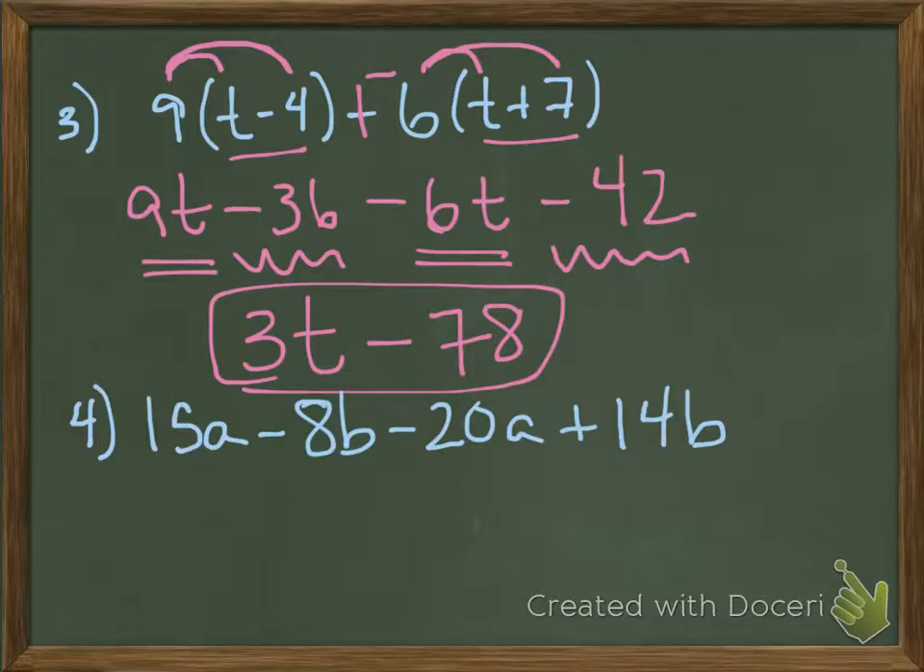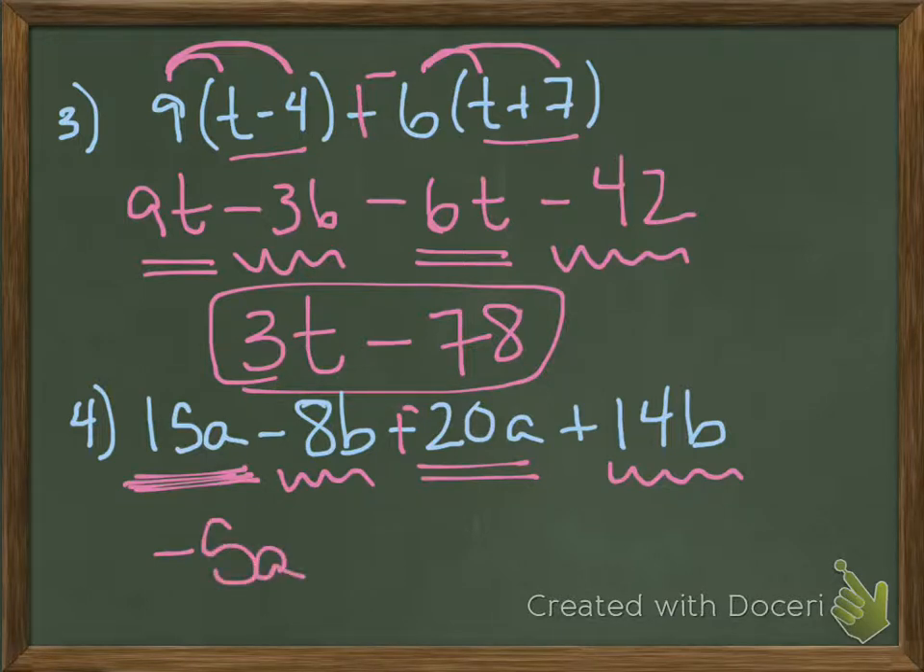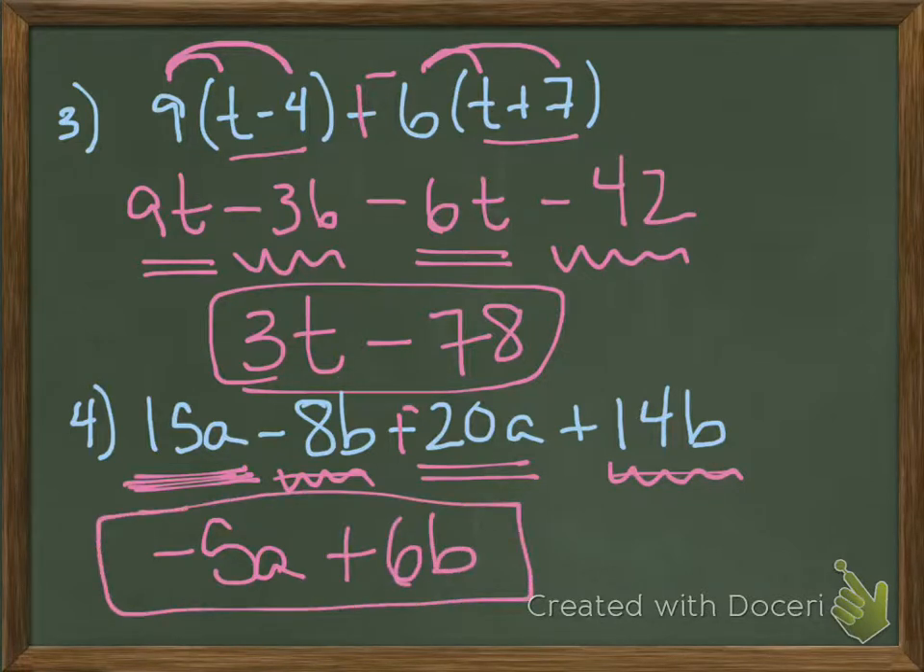And this fourth example. Again, our like terms, the same variables, so the a's are like terms, and the b's are like terms. So if we combine 15a, remember again, this is plus a negative 20a, so 15a minus 20a gives us a negative 5a. Then with our b's, again, remember that this is actually a plus a negative 8b, so negative 8b plus 14b gives us a positive 6b. And again, convention when we have different variables is to write them in alphabetical order.